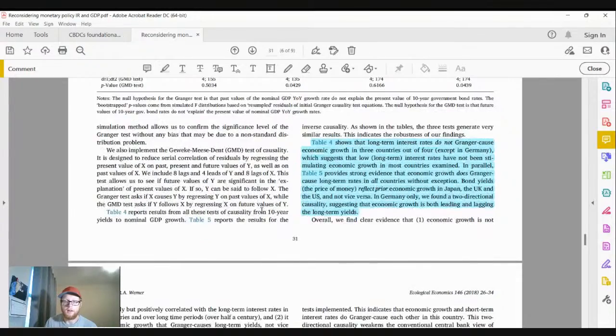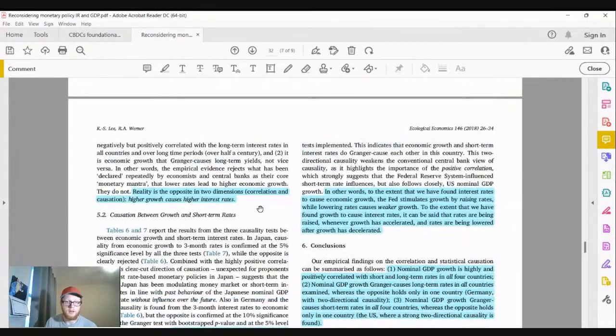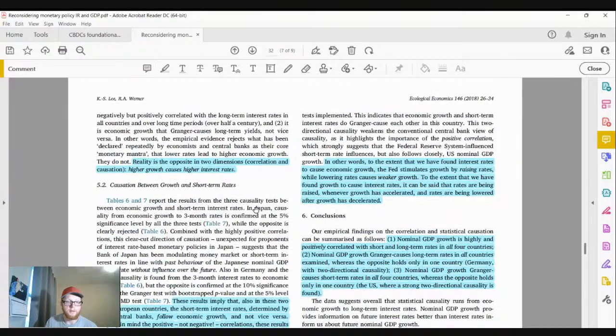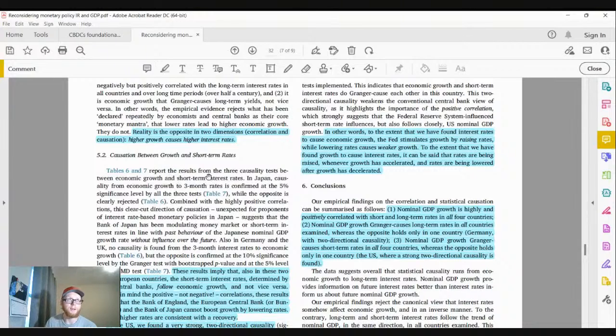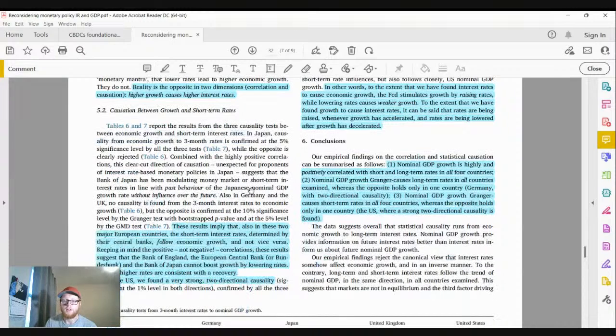Okay, and so yeah, pretty much that's it for the actual conclusion parts. You have reality as the opposite in 2 dimensions: correlation and causation. Those are the 2 dimensions he's talking about. Again, this is just reiterating everything that we've been saying. It's really the concept that matters. Higher growth causes higher interest rates is what this paper found, right? So for conclusions, some of their findings are a summary of it.